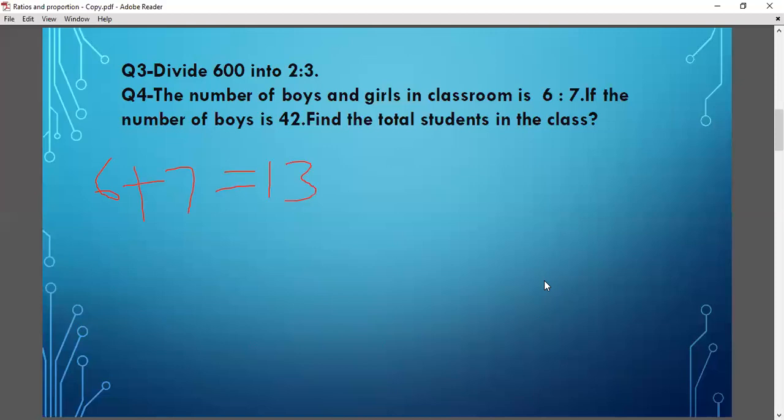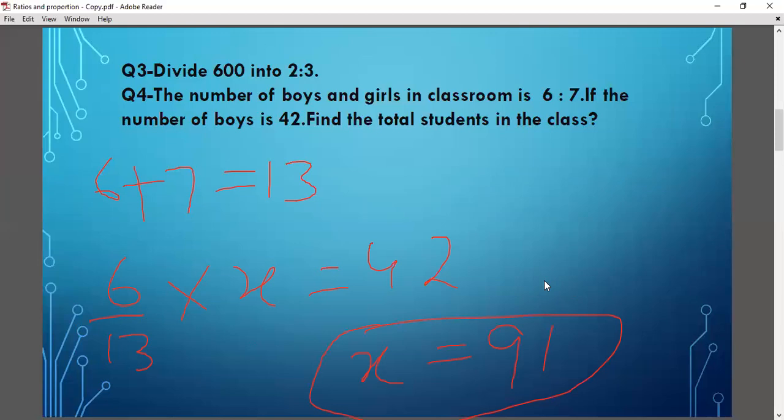So the fractional value for boys will be 6 over 13. So in this question, basically the number of boys is given. So the fractional value of boys is 6 over 13. We already know that we need to multiply this with the total value, which is unknown here. Take it as x. And the answer for this is coming out to be 42 because the number of boys is given. We can simplify this thing and you will get your answer as 91.